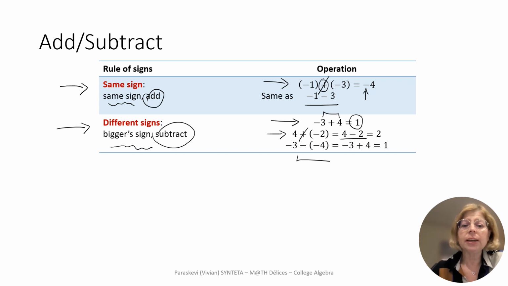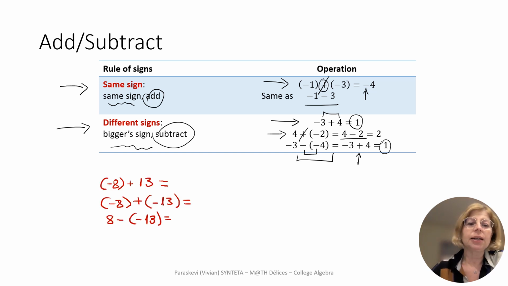And eventually, if we've got minus 3 minus of minus 4, so the two minus signs that we have here will both turn into plus, so this will become an addition. And then we proceed with the above rules of signs as before, that will give us 1. Here are some examples to train, if you would like to pause the video and check for yourself if you managed to calculate them.